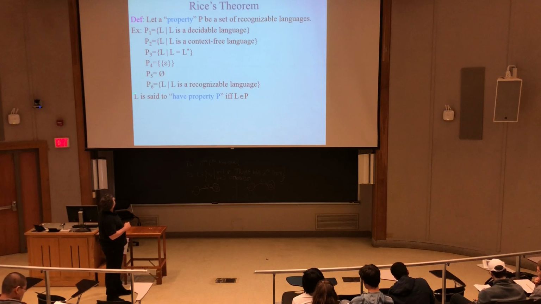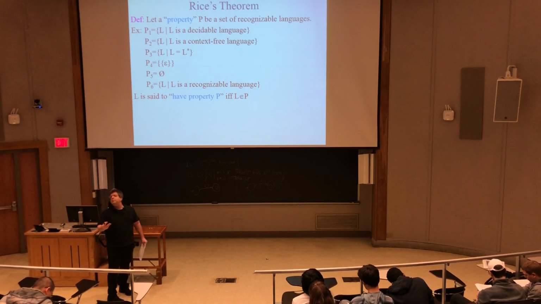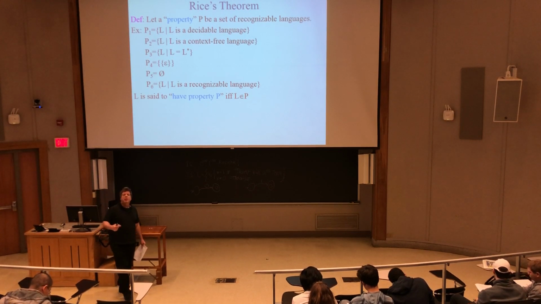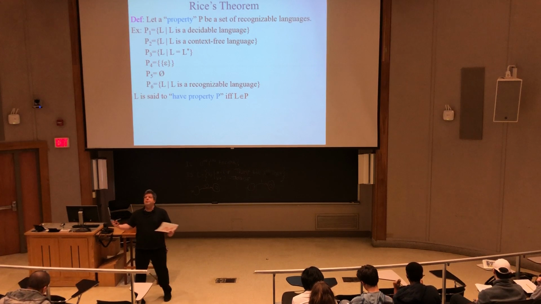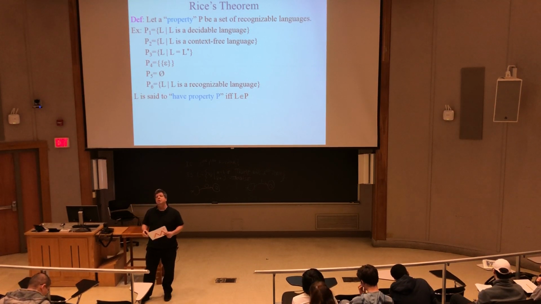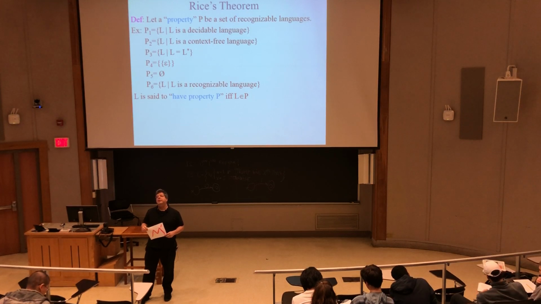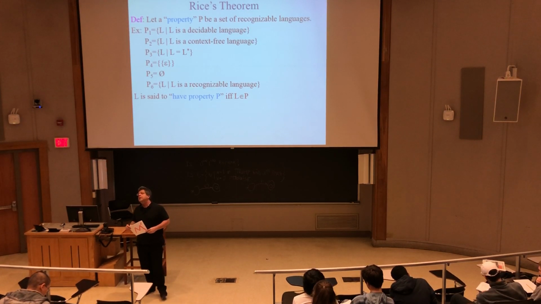Okay, so a language is said to have a property if it's an element of that property, because a property now is a set of languages, a set of recognizable languages. And by the way, a recognizable language is a language that can be recognized, that is accepted, by a Turing machine. It's a language for which there is a Turing machine such that the set of all strings accepted by that Turing machine is that language.